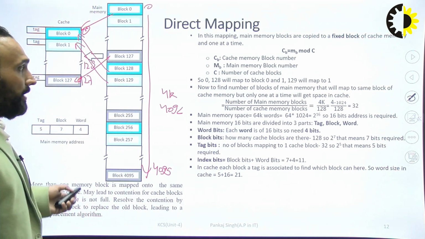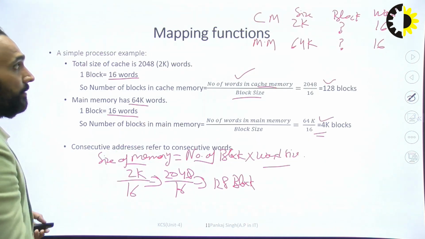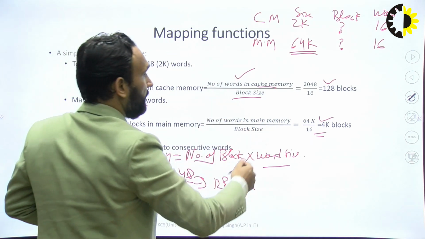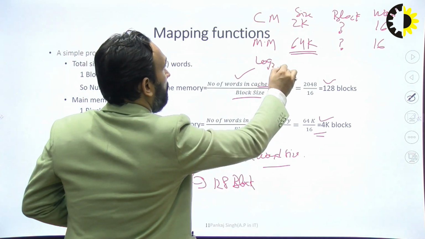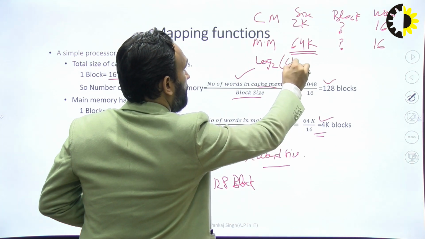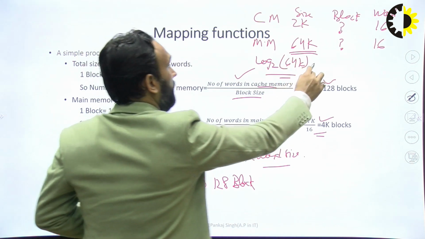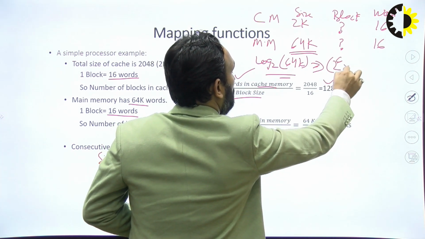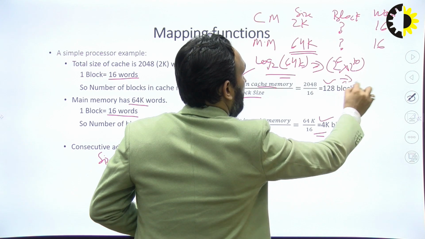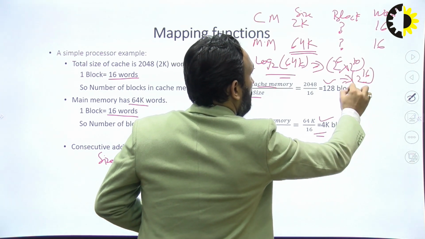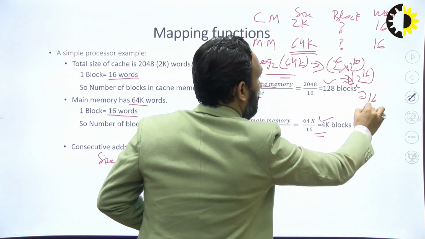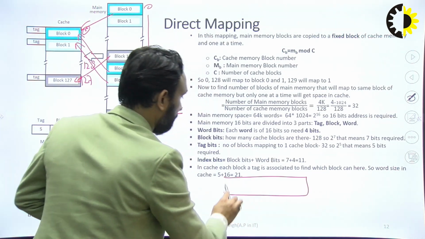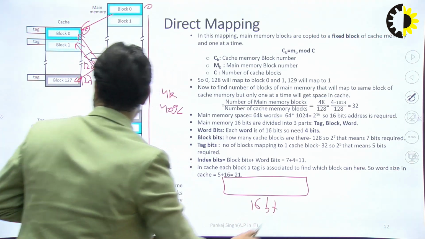So we can first find the address of main memory by the help of main memory length, that is 64K. That means log 2 of 64K. It is 2 to the power 6 into 2 to the power 10, that is 2 to the power 16, and log 2 of that is 16 bits. So we find it here as 16 bits.